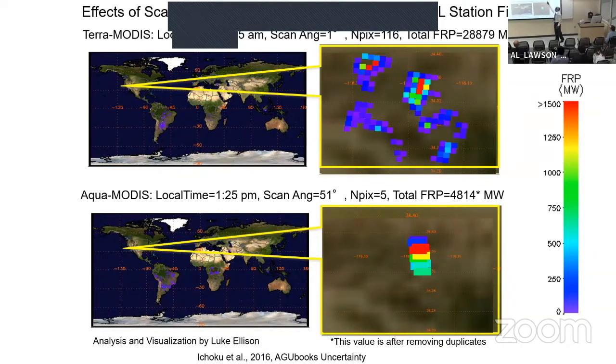This one, at this time, the difference in time when this fire was observed, the same fire, was about 1.5 hours. So this one was looking at an area, so you see that the pixels are very square in shape. So it's able to see the fire the way it is distributed spatially. But this one was looking very far at the edge of scan, so everything is clumped together.